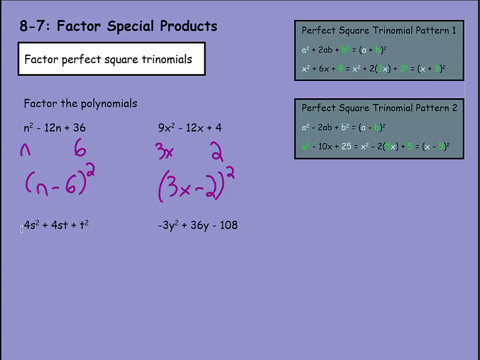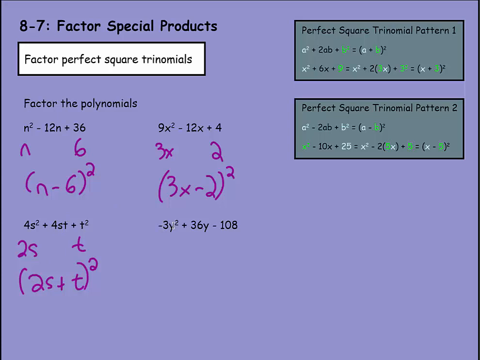Here I also see perfect squares. I see 2s, and I see t. Since we're adding here, that would be 2s plus t. That would be my perfect square, and I square that. Checking my work, 2s times t would be 2st, times 2 would be 4st, just like that says it will.